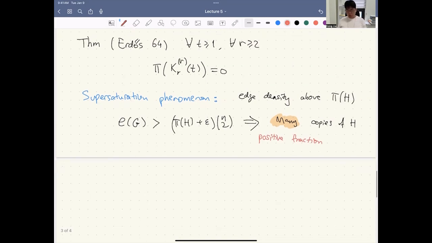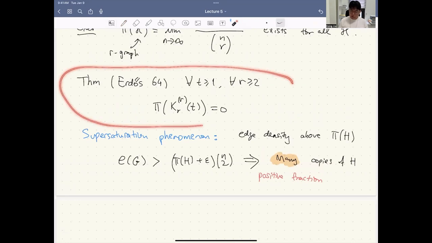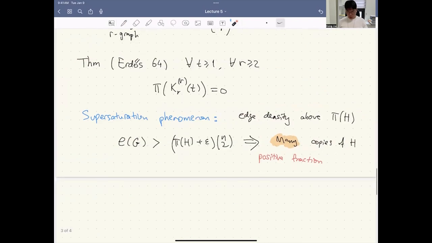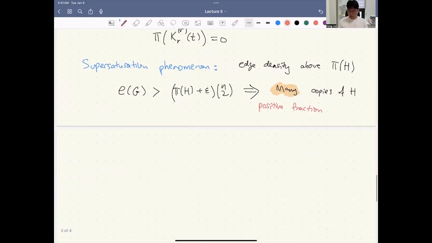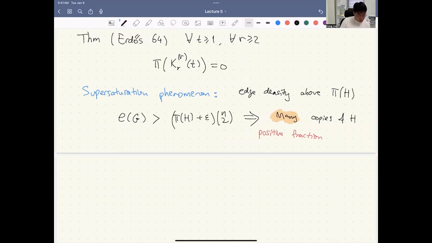Okay, how do we prove that? This is a very cute application of the result on hypergraphs, that the blow up of a single edge, or r-partite r-uniform hypergraphs, has two-round density 0. Let me first state this supersaturation theorem.